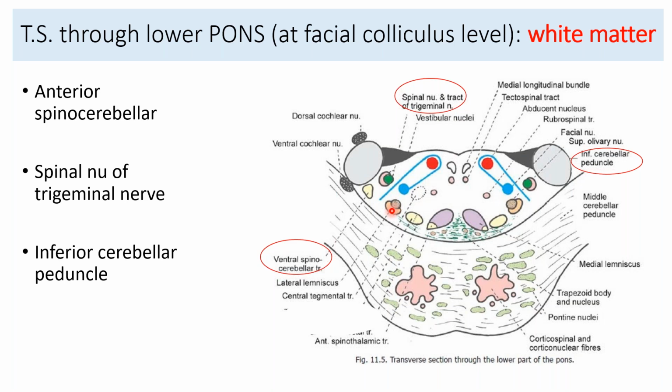So now we see other white matter tracts at the level of the pons. These are the ventral, anterior spinocerebellar tract, the inferior cerebellar peduncle, and the tract of the trigeminal nerve, not the nucleus but the tract of the trigeminal nerve, and the inferior cerebellar peduncle. Please convert it into spinal tract of the trigeminal nerve.